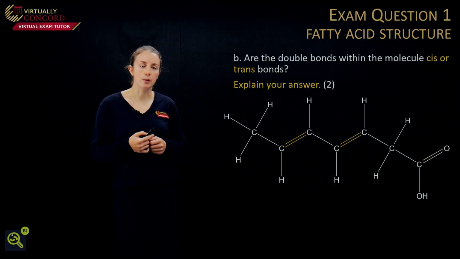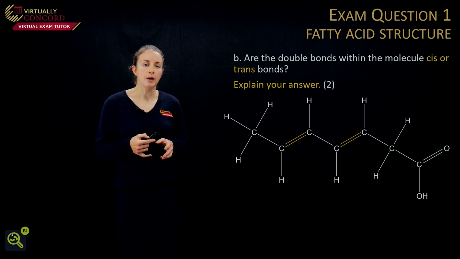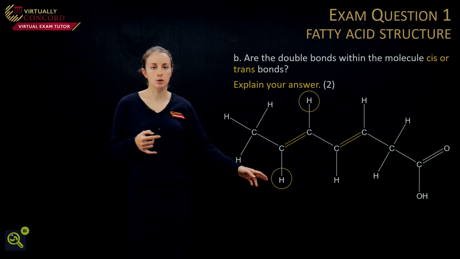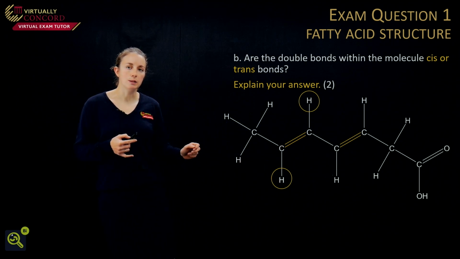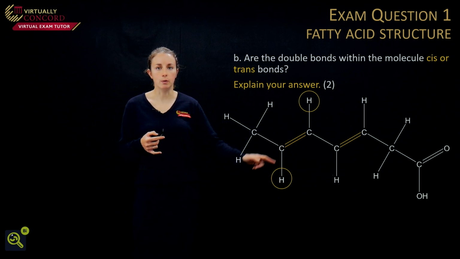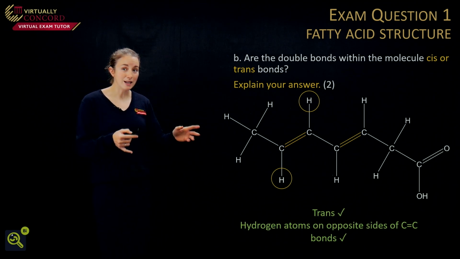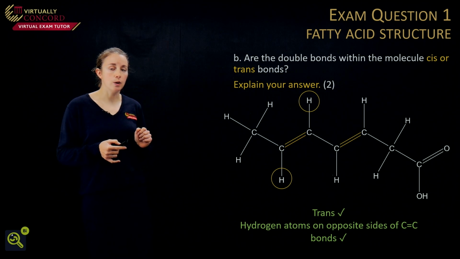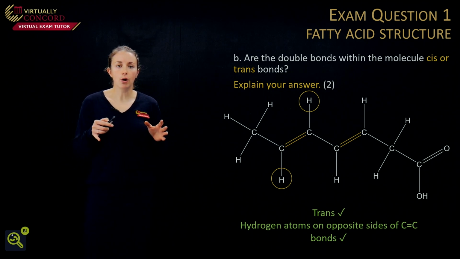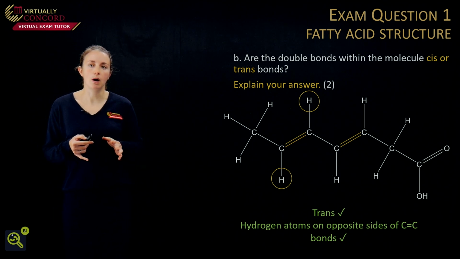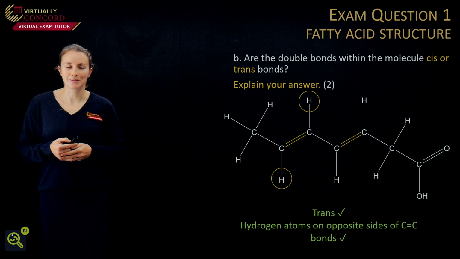And then for the second part of the question, it asks you whether the double bonds are cis or trans, and we need to look at the hydrogen atoms on either side of the carbon-carbon double bond. In this case, our hydrogen atoms are on opposite sides of the double bond, and therefore we can say that it is a trans bond. It's important to explain, so this is an explain question for 2 marks, and you did have to explain your reasoning for the second mark. Because the hydrogen atoms are on opposite sides of the carbon-carbon double bond, that makes it trans. If it was cis, they would be on the same side.